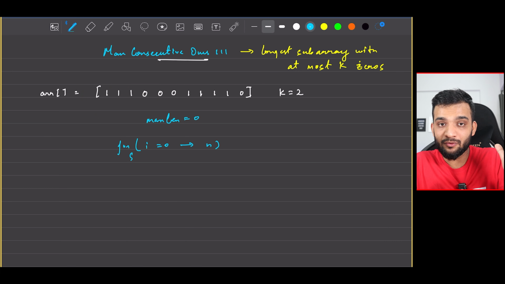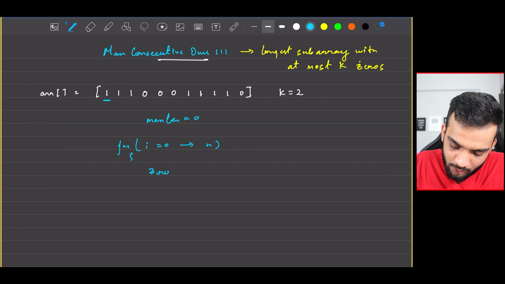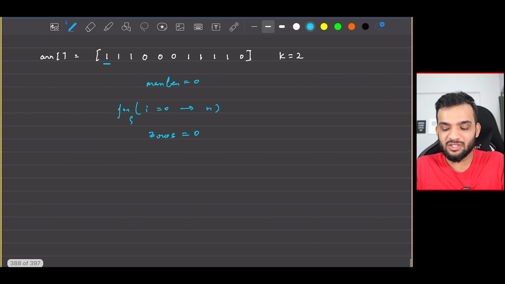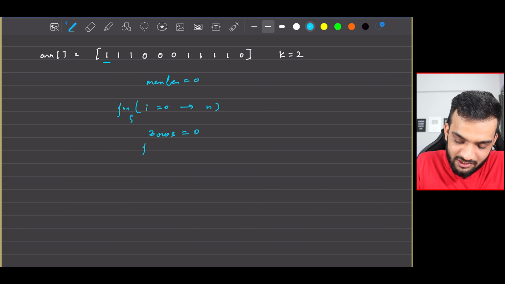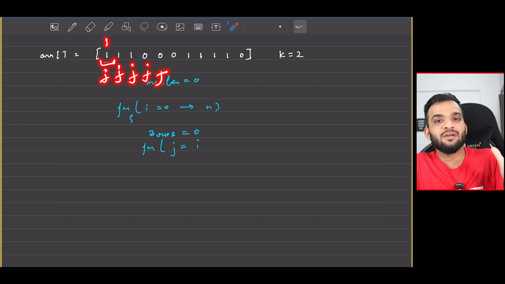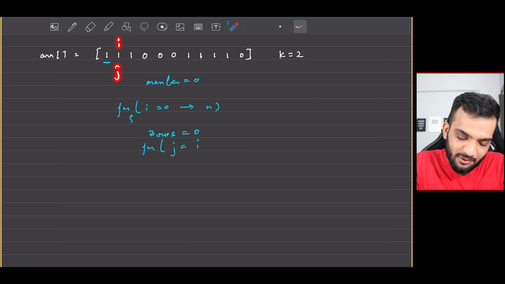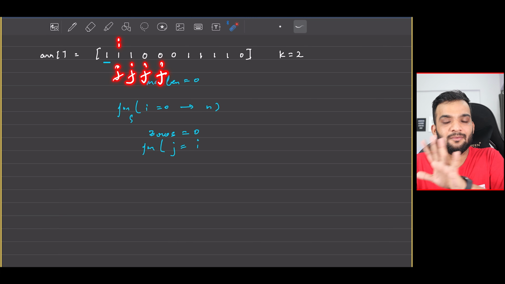I know as I move, keeping this one as the first element, I'll have to count the number of zeros. So initially the number of zeros is 0. And I can start the j from the i itself, because if this is i, I can start j, then I can move j, then move j again, and that will be elongating the subarray, correct? If I'm starting i here, j will be here, then here, then here, elongating the subarray.